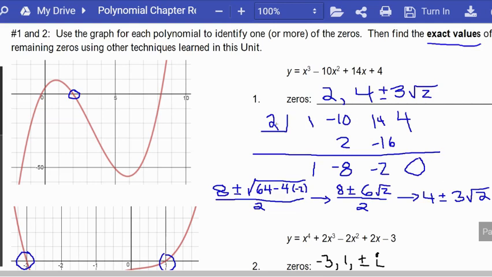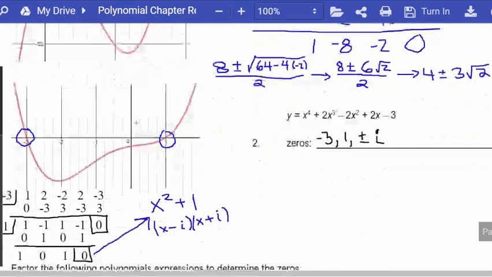So when I'm listing the zeros, don't forget to list the one that we found just by looking at the graph, and the other two zeros I found with the quadratic formula. And then check and make sure that those make sense. Those are places where it's crossing the x-axis.